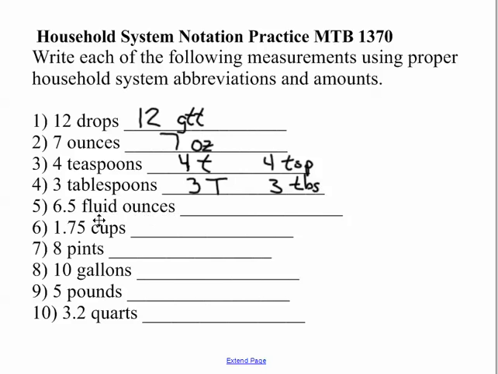6.5 fluid ounces, it's written with a decimal there, but in proper notation it shouldn't be written with a decimal in household notation, so that's 6 5/10, which is 6.5. So that's 6 and a half written as a fraction because it's the household system. Fluid ounces would be FL OZ. And we'll talk about equivalents for a fluid ounce in Chapter 4.